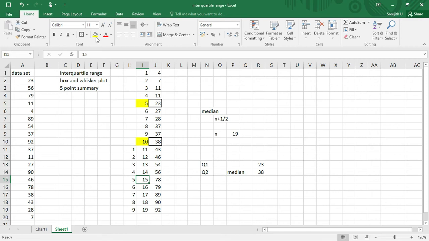That's going to be our 75th percentile value. Okay, this is the 75th percentile, this is the 25th percentile, this is the 50th percentile. So your Q3 is 78.